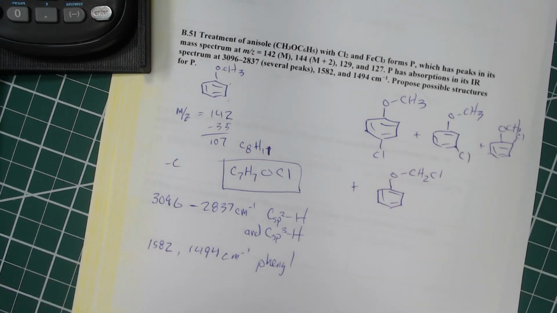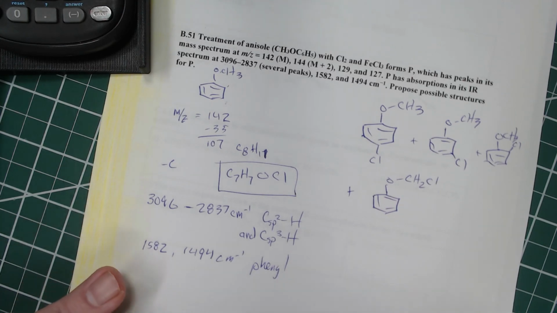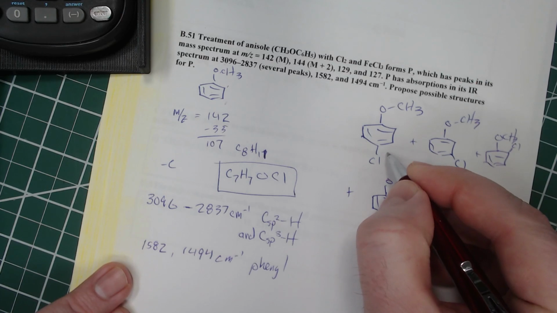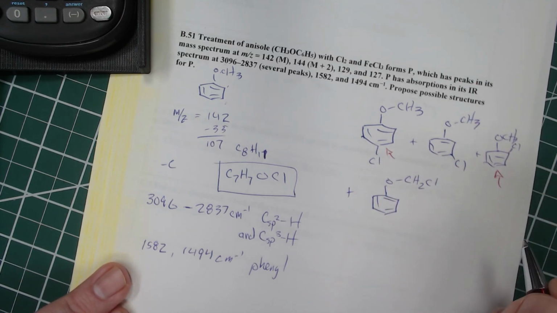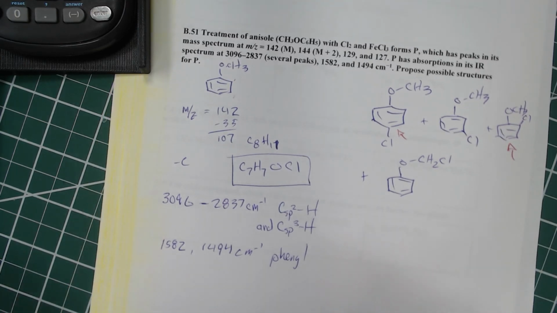All right. But that's far less likely. It turns out that if we do this experiment, we're probably going to get a mixture of this one and this one. And we will talk about why that is a little bit later. I forget which chapter it is, but it's on electrophilic aromatic substitution. I think it's chapter 16, but that's coming up soon.